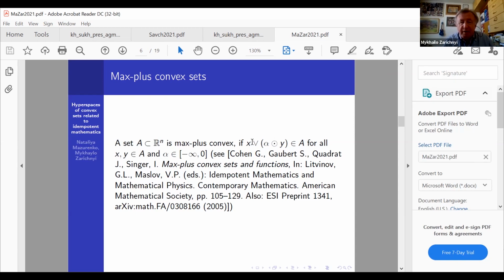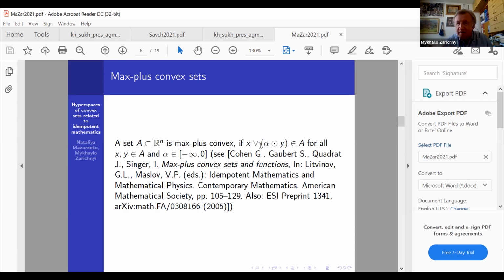Because negative infinity is the neutral element for maximum. Maximum of negative infinity and anything else is this anything else. Also, 0 is a neutral element for addition, which serves for multiplication. So in traditional mathematics, this corresponds to 0, 1. So we have two coefficients, but we do not need here one of the coefficients.